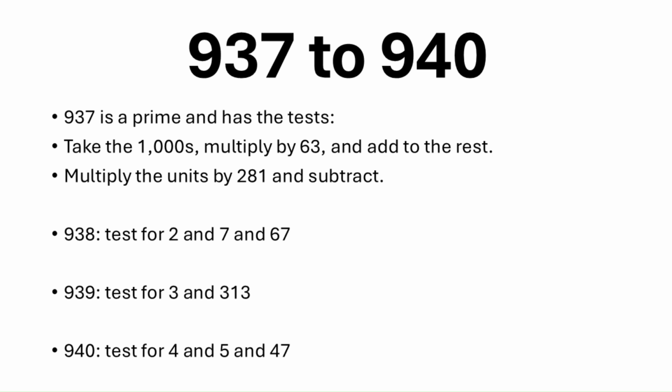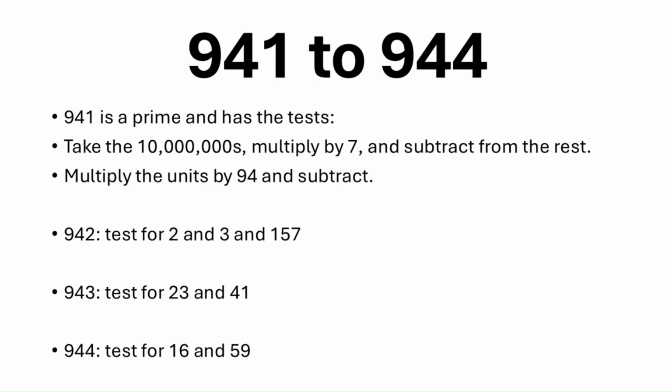Take the 1000s, multiply by 63, and add to the rest. Multiply the units by 281 and subtract. 938, test for 2 and 7 and 67. 939, test for 3 and 313. 940, test for 4 and 5 and 47. 941 is a prime and has the tests.